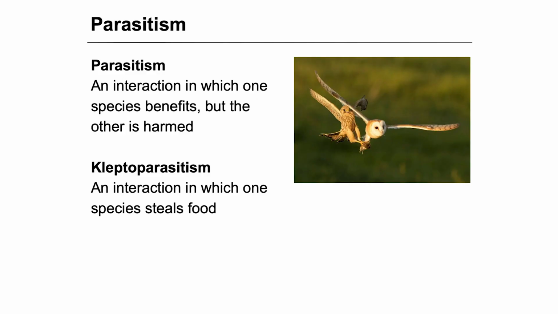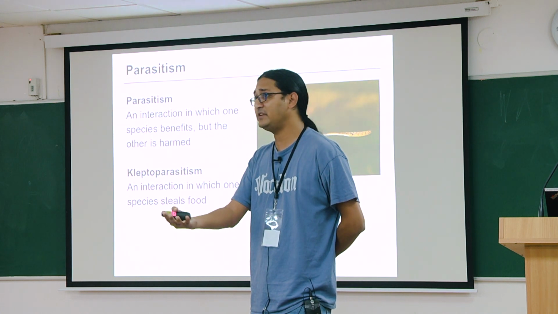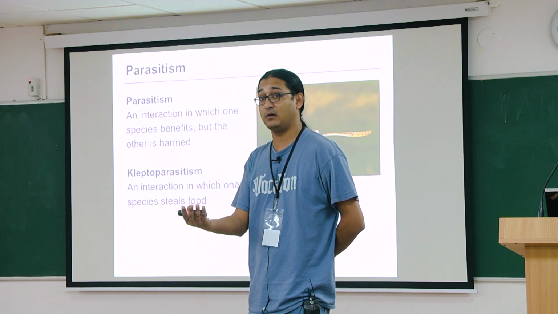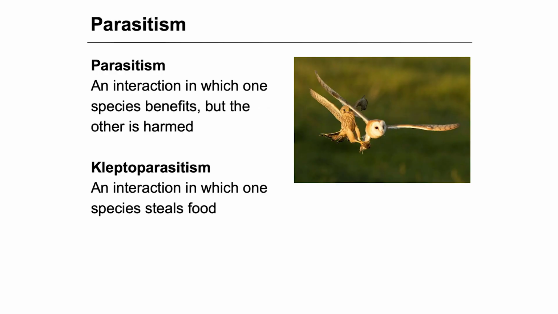Parasitism is an interaction in which one species benefits, but the other is harmed. So all our parasites, malaria for example: the malarial parasite benefits, the host is harmed. Avian malaria is becoming more and more of a problem. It's led to extinctions in the Hawaiian Islands. And there's also something called kleptoparasitism. Kleptoparasitism is one species stealing food from the other. Like this kestrel trying to steal food from a barn owl. In this case, not always, the kestrel is what's called a kleptoparasite.